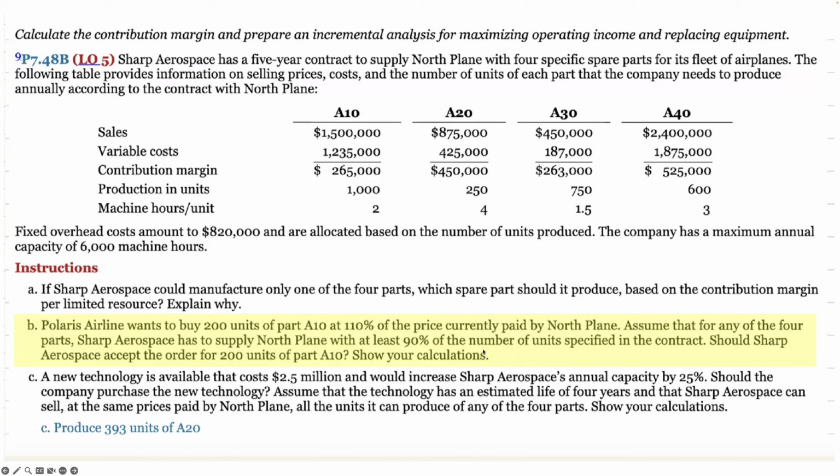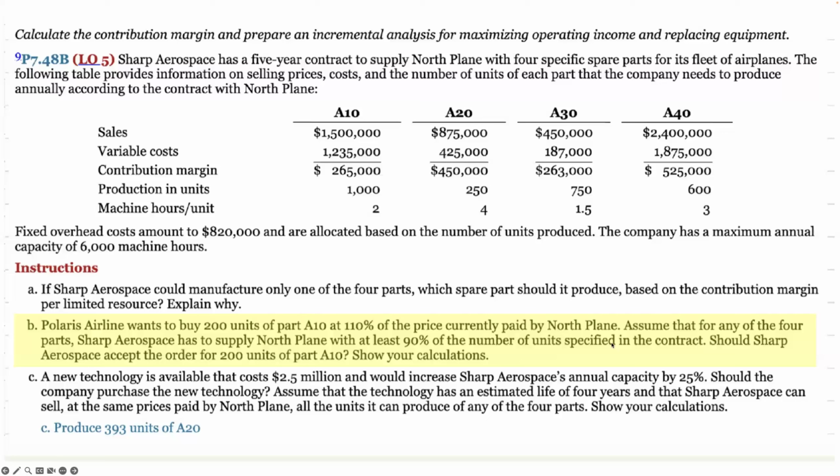Assume that for any of the 4 parts, this company has to supply North Plane, the existing supplier. They have to supply at least 90% of the number of units specified in the contract. You have a contract that specifies that you have to supply at least 90% of the number of units specified in the contract.